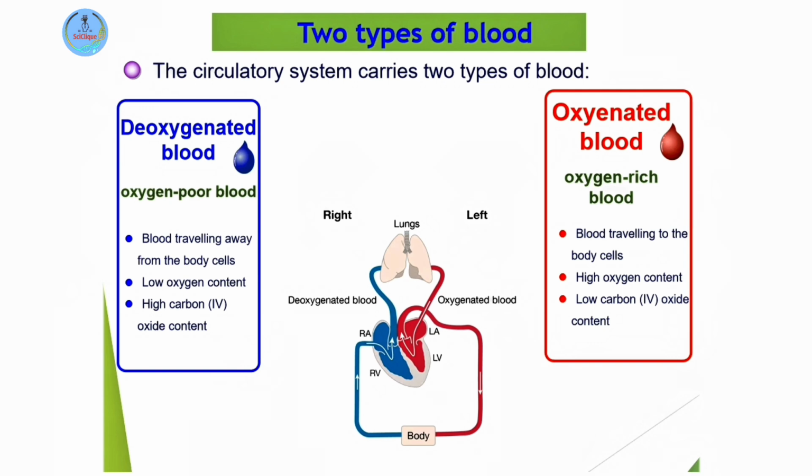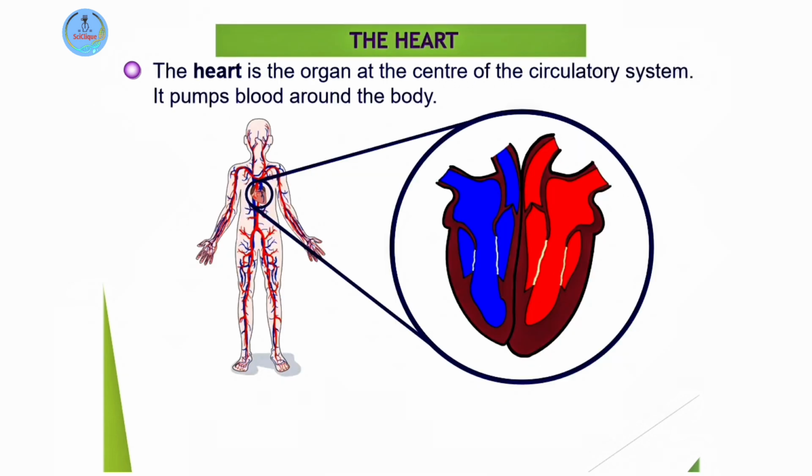Now, up to this point, I believe we are ready to start with the heart. So what is the heart? The heart is a muscular organ at the center of the circulatory system. The function of the heart is to pump blood around the body, and it does so continuously, 24/7, without stopping. When it stops, your time is up.